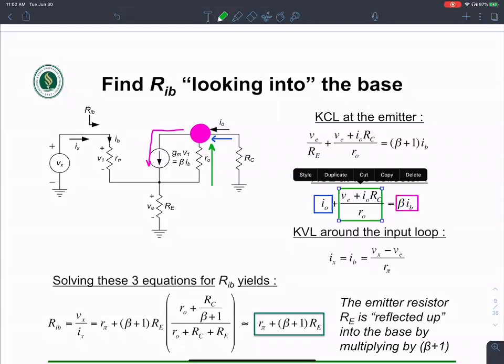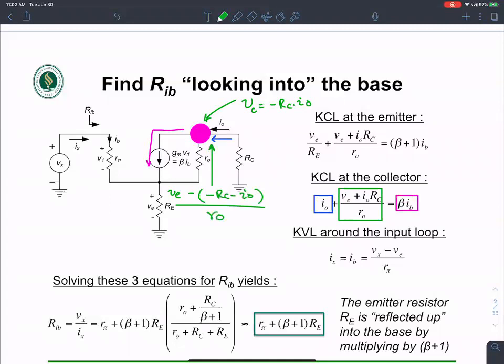Okay, that corresponds to the VE minus the voltage here. The voltage at that node, the collector, is negative RC times I naught. So the negative of negative RC times I naught over R naught gives me the current in the green branch. That's the current in the green branch.